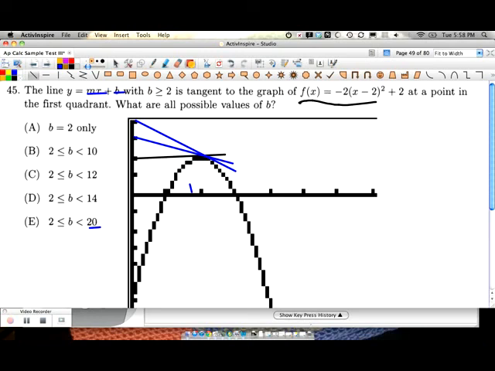What are the possible values of b? I'm going to say for sure it's E. And that's it. We are done for the day.